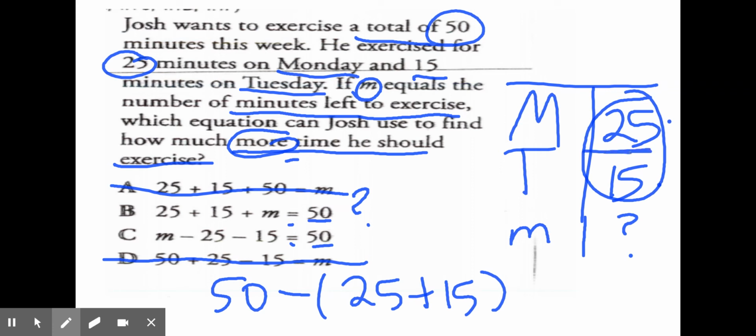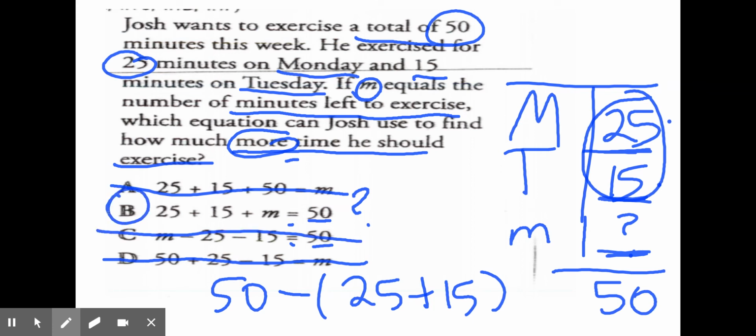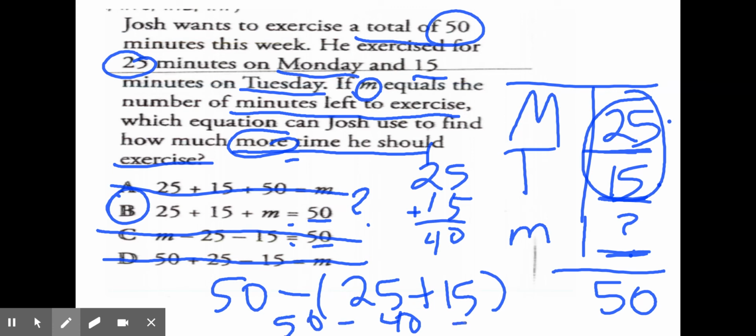If I add up Monday, Tuesday, and my missing amount, I should get 50. So that's why my answer is B. Because if I do add up 25 and 15, I get 40. Now, if this is 40, how much more do I need to get to 50? 10, right? So if I put a 10 right here for my M, would that make sense? 25 plus 15 is 40, and plus 10 more would be 50. Yes, that one makes sense.